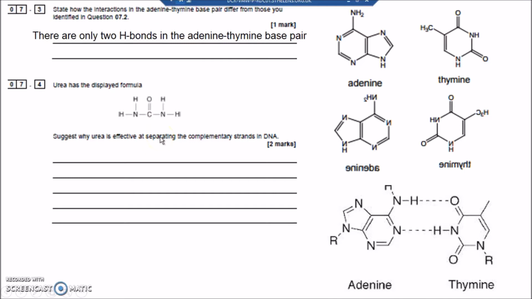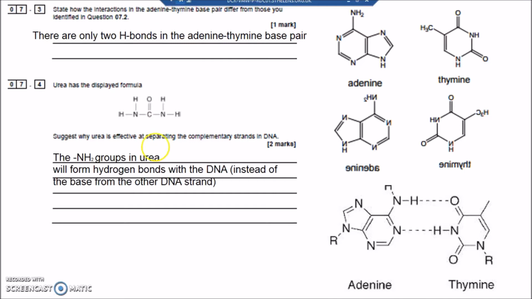So that's all it does. It replaces the bases and forms hydrogen bonds with the DNA instead of these bases. So the NH2 groups in urea are going to be very polar and they'll form hydrogen bonds with the DNA instead of the bases.